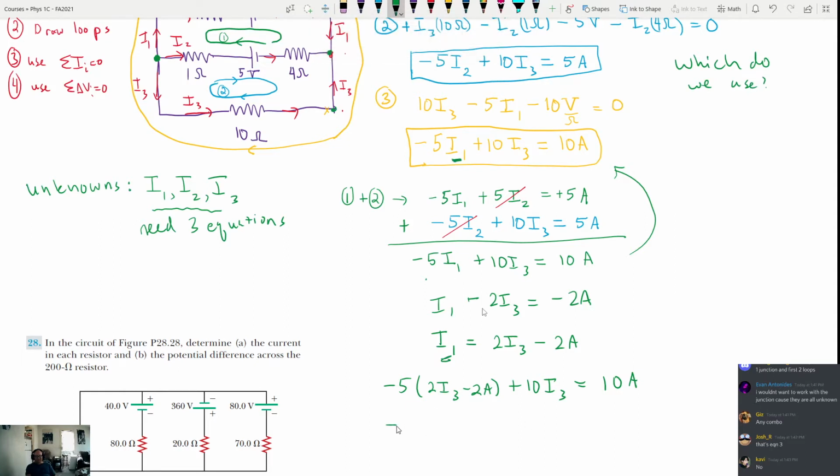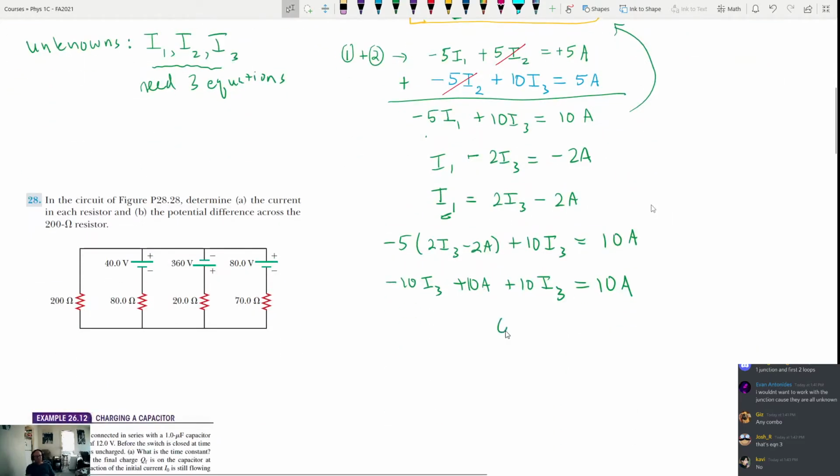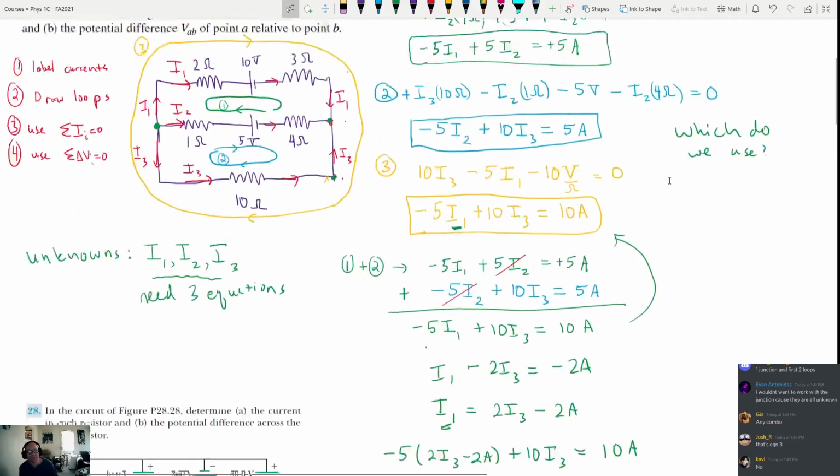Now what do we get? On the left-hand side, we get negative 10I3. Negative 5 times negative 2 is positive 10. And you all may have seen this happen before when you do algebra, where you basically get something that says 0 equals 0. Right? Because this cancels with this, and this cancels with this. And this equation doesn't mean anything. So that's a problem, right? That's a problem.